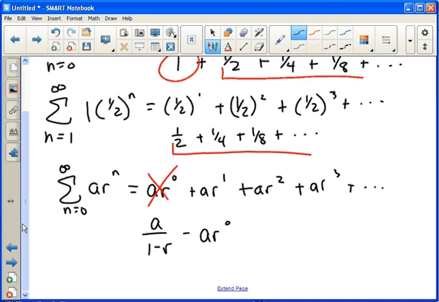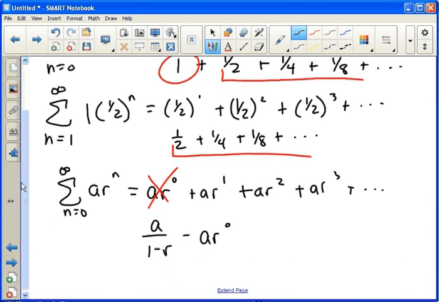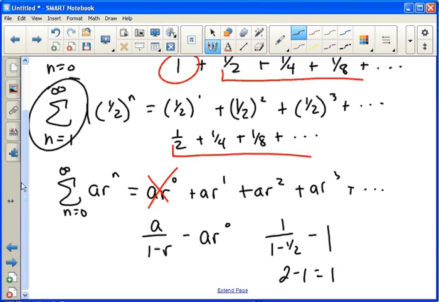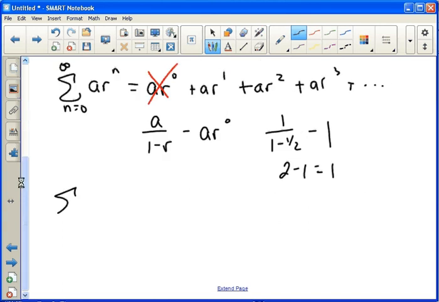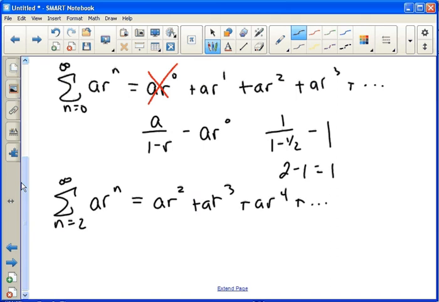So in this example up here, we can still do a over 1 minus r. But if we're using this one that starts at 1, we have to account for the fact that we're missing the 1, so we have to subtract 1 from our answer. So we end up with 2 minus 1, which is 1. And then if you have one that starts at 2, you're going to have to subtract 2 terms. So if you have this, then you're going to be missing your ar to the 0 and the ar to the 1. So in that case, you have to do a over 1 minus r minus ar to the 0 minus ar to the first.